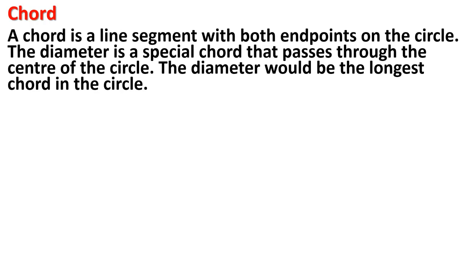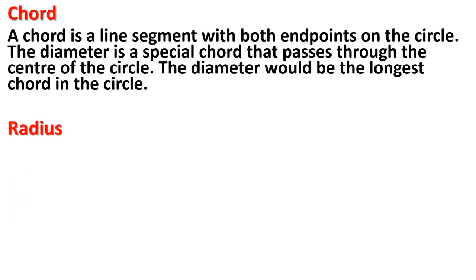The same I have told you. Diameter is a chord. You can say that diameter is a chord, because the chord's condition is that both endpoints lie on the circle, so in diameter also. So diameter is a chord, but a chord is not a diameter. Every chord is not a diameter. Why? Because a chord may or may not pass through the center. Clear? The diameter would be the longest chord in the circle.